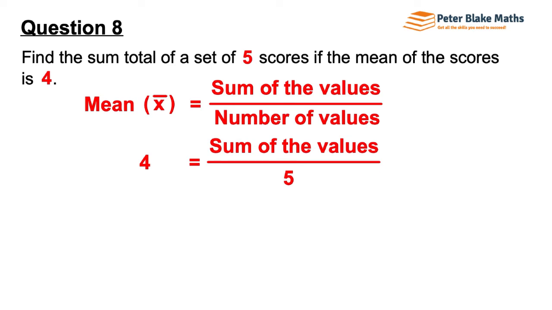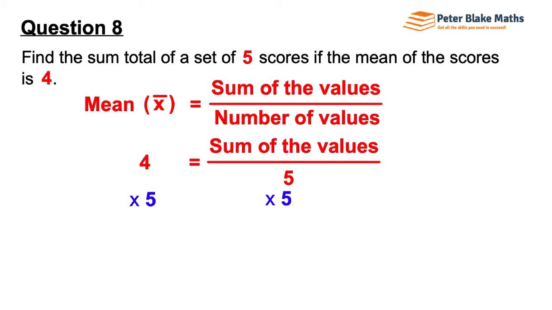Now, to get the sum of the values on its own, so we can get a proper answer here, we'll need to move the 5. A bit like solving equations, if you move a number, you need to do the opposite operation to both sides. That 5 being on the bottom of the fraction that forms the right-hand side is effectively dividing into the sum of the values. So the opposite of dividing by 5 is multiplying by 5. So we'll do that to both sides in order to solve this little equation.